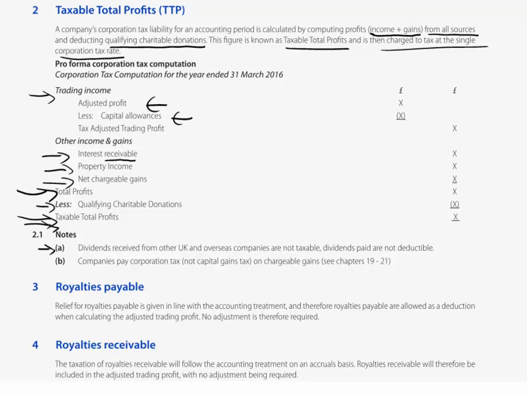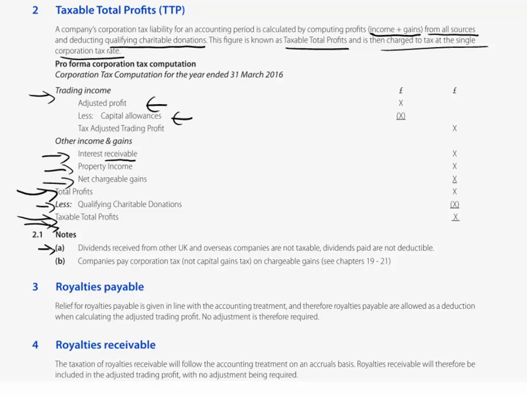As we have just witnessed here, note A, dividends received from any other companies, be they UK or overseas, are not taxable. Dividends paid are also not deductible. They are not expenses. So in determining your tax-adjusted trading profit, if you've got dividends paid having been deducted from the accounting profit, that must be added back. Dividends are not expenses. Dividends paid are distributions. Distributions out of the taxed profit of the company. So dividend income is not taxable. Dividends paid are not allowable deductions in deriving TTP.